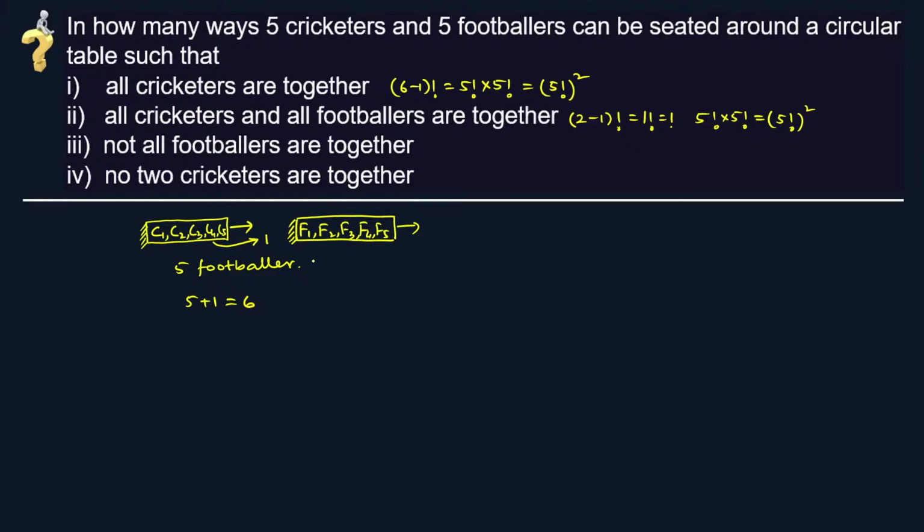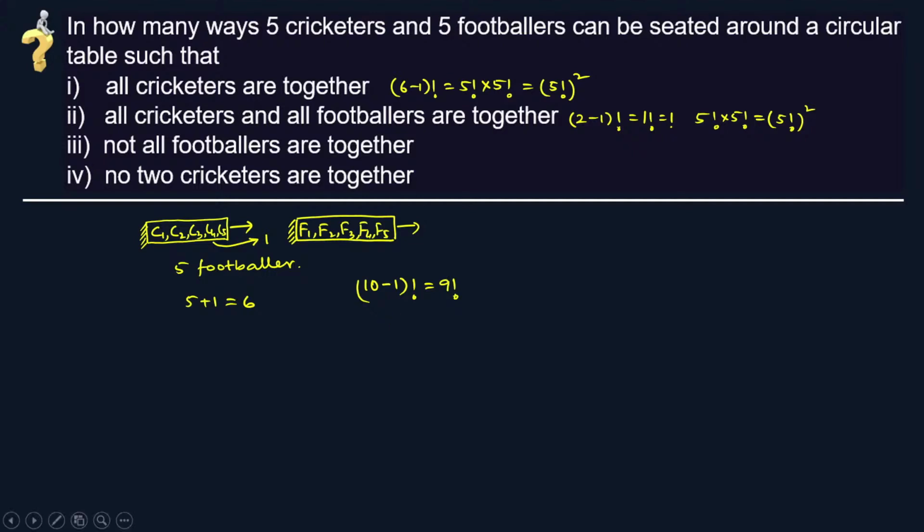Let us assume that these 5 cricketers and 5 footballers, without any restriction, can arrange themselves around the circular table in 10 minus 1 factorial, which is 9 factorial. Because there are 5 cricketers and 5 footballers, there are 10 objects, and these 10 objects can be placed around the circular table in 10 minus 1, that is 9 factorial ways. Clear?